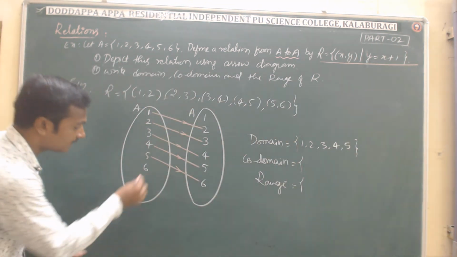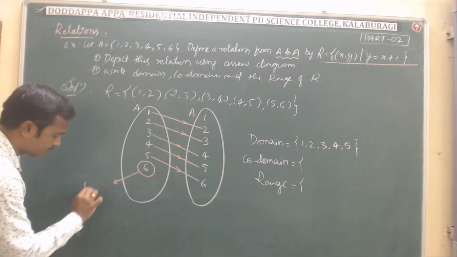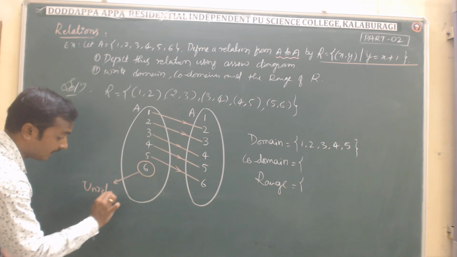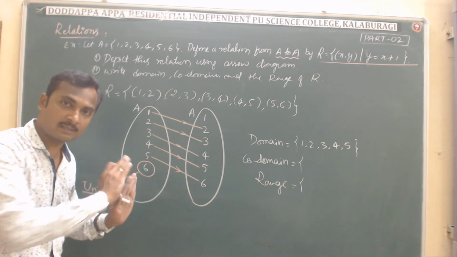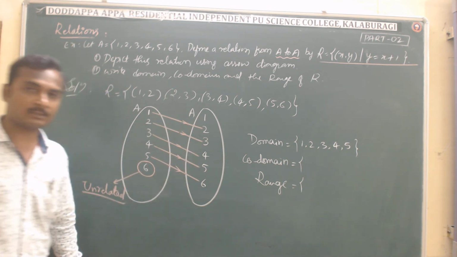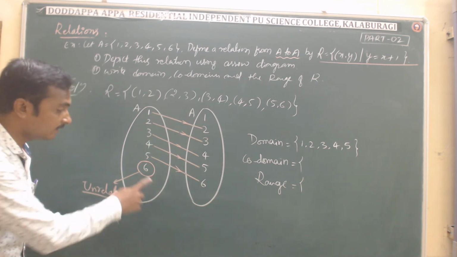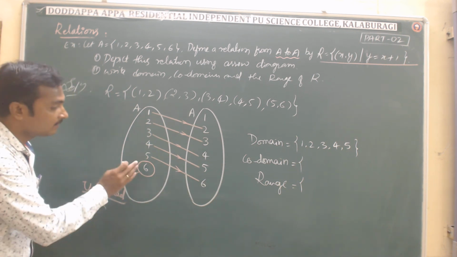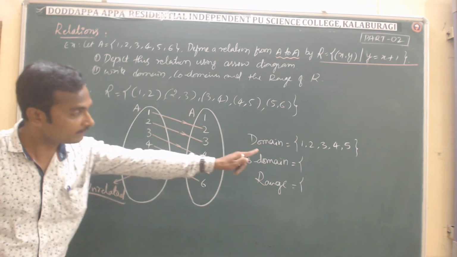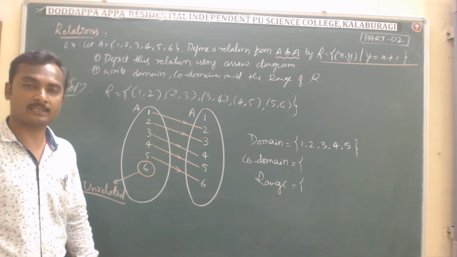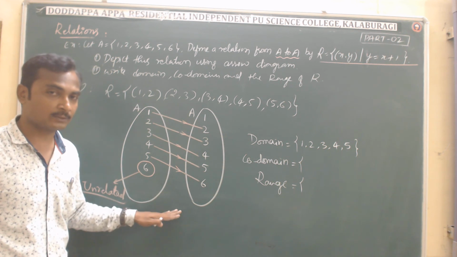6 is not an element of the domain because 6 is unrelated. It does not have any relation with any element of the set A in the second part. Therefore, as 6 is not related, 6 is not there as a first element of an ordered pair, so 6 is not an element of the domain. Let's come to the codomain. Hope you understand this point.